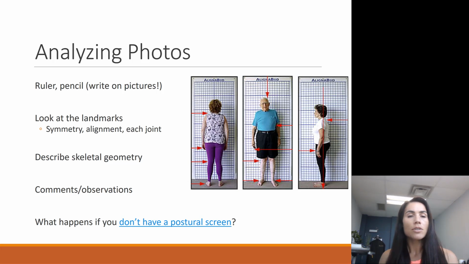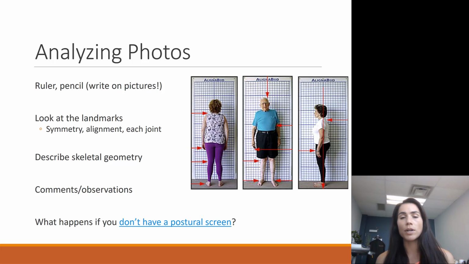you're going to be able to do so in a way that's helpful for you. So really, we're going to be using a ruler and a pencil, because what you do is you take the photos and then you print them out. And then you're going to be looking at different bony landmarks on that person. You're going to look at the skeletal geometry of the person, look at any asymmetries, make some comments and observations. And again, I'll go through that step by step in just a moment.